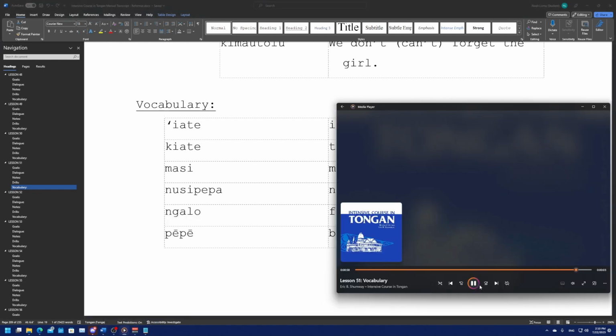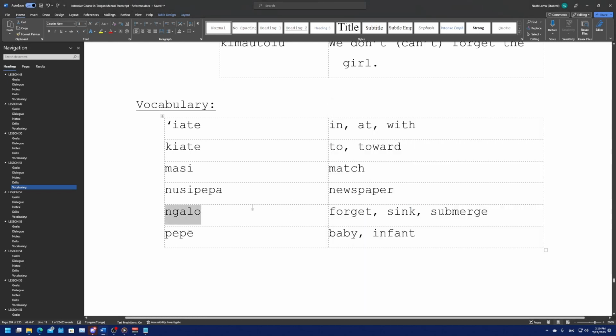Yeah, it's not Pepe. It's Pepe. Yeah, just make sure they're both long.